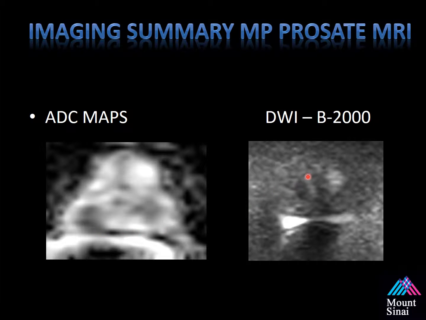And this is the diffusion weighted imaging from that previous case of that central gland tumor. See that area of high signal? It's always important to understand what you're looking for on each of the sequences.